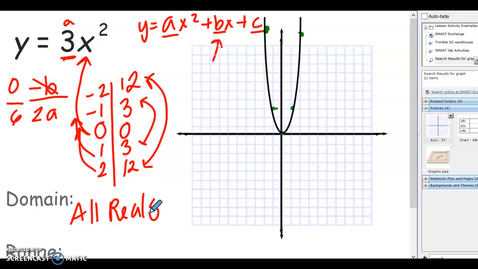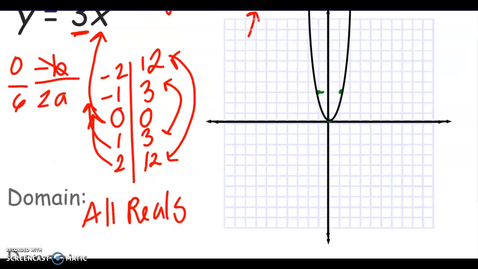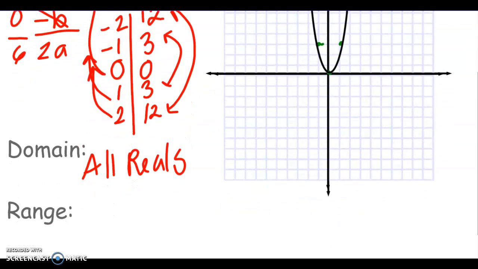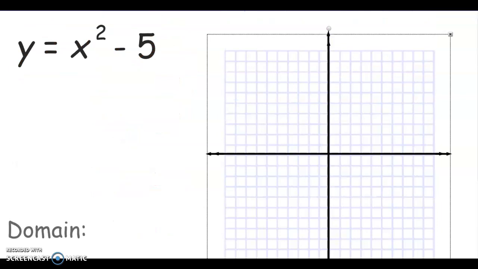And my range, in this case, what's happening, let's go ahead and close this down. What's happening with my range is that notice that it stops and everything is going to be above this line. So my range is going to be everything that y can be, and in this case, y is going to be greater than or equal to 0. So you're going to pick the number at where it stops, and then you have to pick if it's above or below.